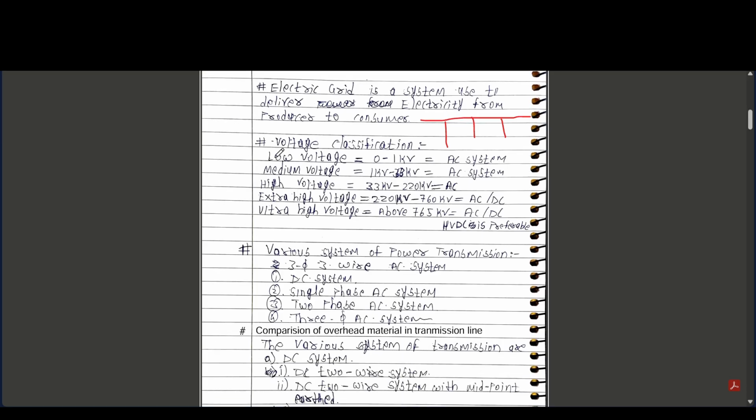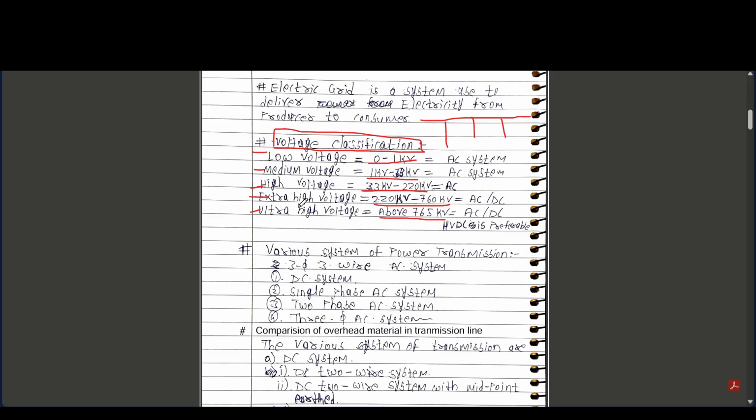Moving further, there is a voltage classification. Voltage is classified into low voltage, medium voltage, high voltage, extra high voltage, and ultra high voltage. The low voltage ranges from 0 to 1 kilovolt, medium voltage from 1 kV to 33 kV, high voltage from 33 kV to 220 kV. Then after high voltage there is also EHV, that is extra high voltage, and UHV, that is ultra high voltage. Extra high voltage ranges from 220 kilovolt to 760 kilovolt, and ultra high voltage is above 765 kilovolt.